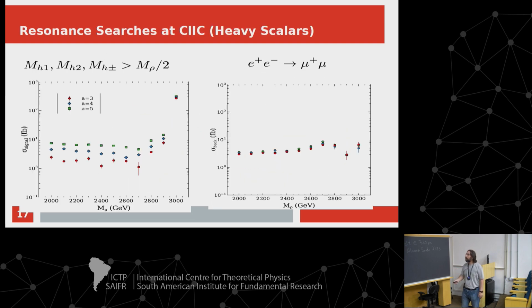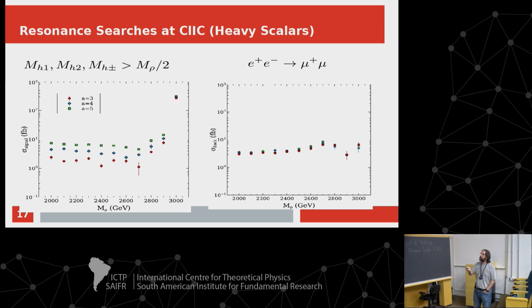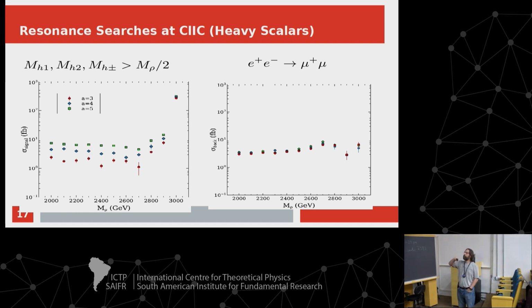So at CLIC, here I'm showing the cross section of the signal. By signal I mean the resonant cross section in this channel at CLIC. We compute it for different values of A. I recall to you that A is the ratio of the two symmetry breaking scales.